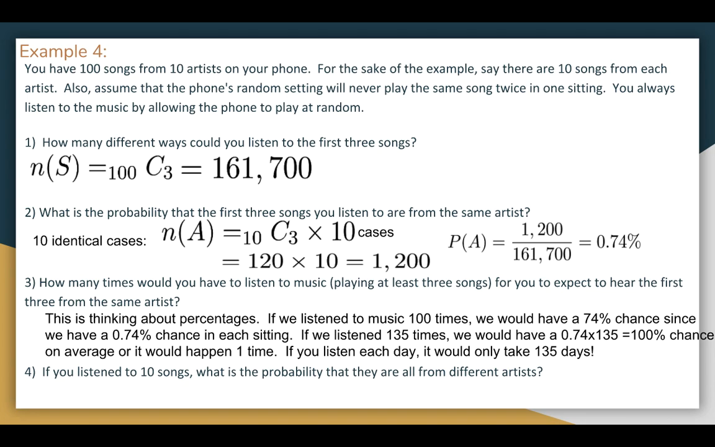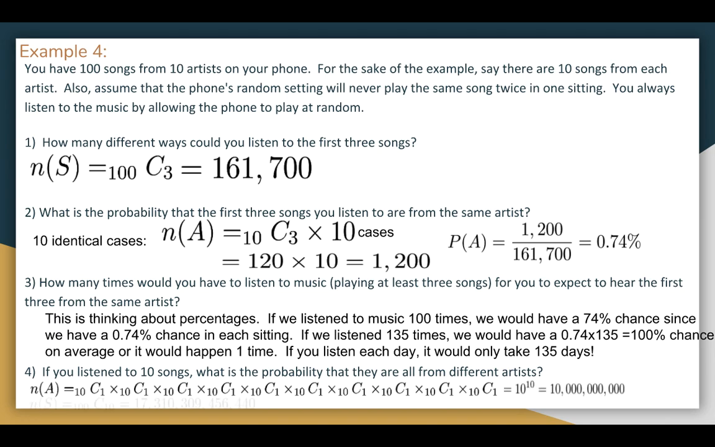And then if you listen to 10 songs, what's the probability they're all from different artists? Your N of S changes there. It's 100 choose 10 now. All from different artists is 10 choose 1 times 10 choose 1 times 10 choose 1, 10 times. And so that's 10 to the 10 out of 100 choose 10. And so you've got this probability of 0.058%. Very unlikely that you're going to hit all the different artists.